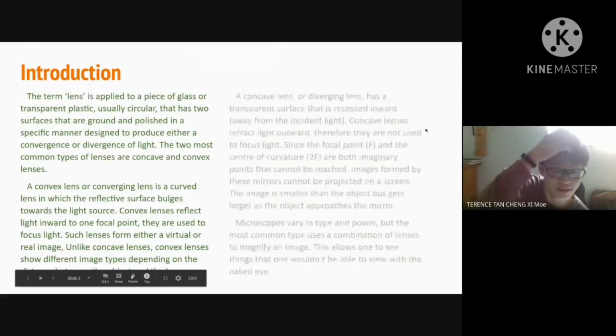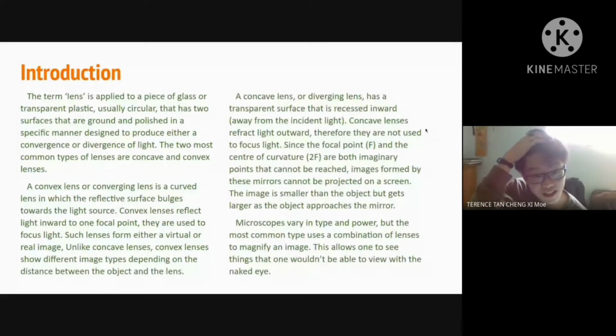So as an introduction, the term lens is applied to a piece of glass or transparent plastic, usually circular, that has two surfaces that are ground and polished in a specific manner designed to produce either a convergence or divergence of light. The two most common types of lenses are concave and convex lenses.